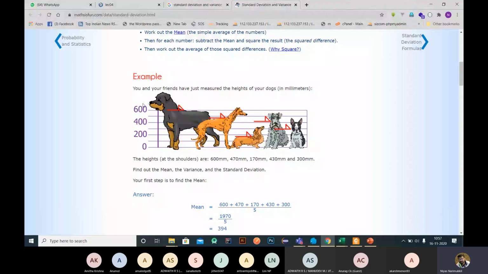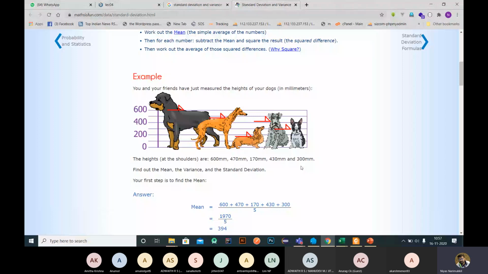If you're dealing with data analytics, we need to find standard deviation and variance because there are a lot of uses for that. So this is the image of different size dogs, right? The first dog's height is more than 600, and the second dog is approximately 600. The third dog's height is approximately 300. We have different heights, right?